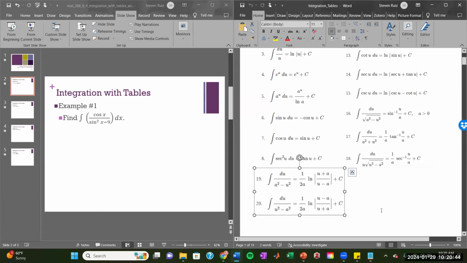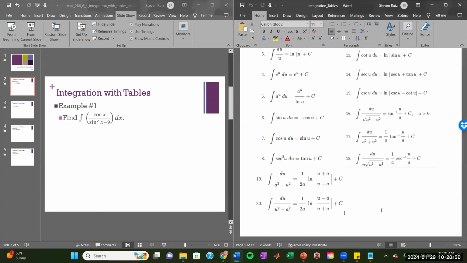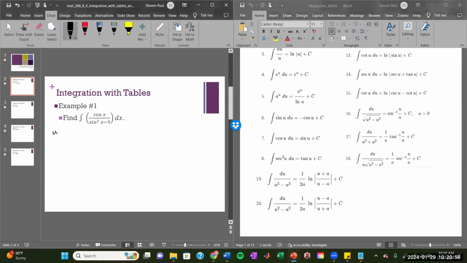We're going to use formula number 20, but we can't really use it as is. We're going to have to do some kind of manipulation. So let's talk about, in our case, what are u and a? If we're going to try to mimic formula 20, what are our u and a going to be? u equals sine of x and a equals 3.